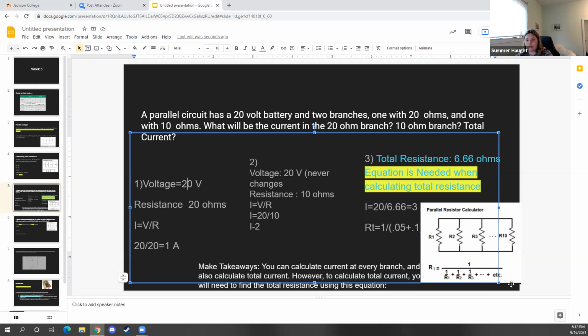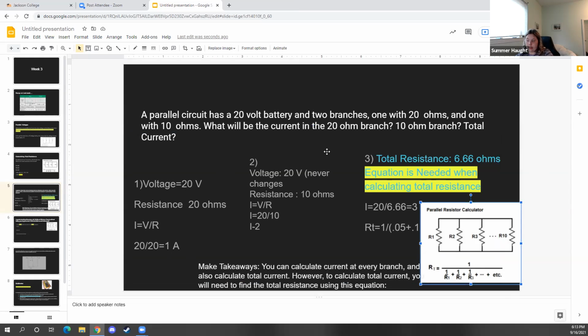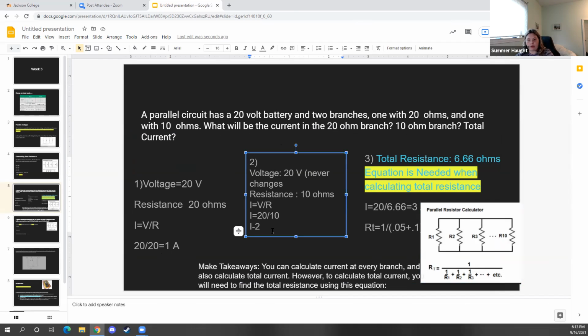There's no having to use this equation, and that's solely because it never asks for the total current. It's only asking for the current at one particular area. If it asks for the current of the whole entire circuit, that would be the total current. But in this question right here, it's just the 20 ohm branch. So that's why we don't have to do any of this. It's the same thing for the second question here, the 10 ohm branch. You follow the same exact rules.